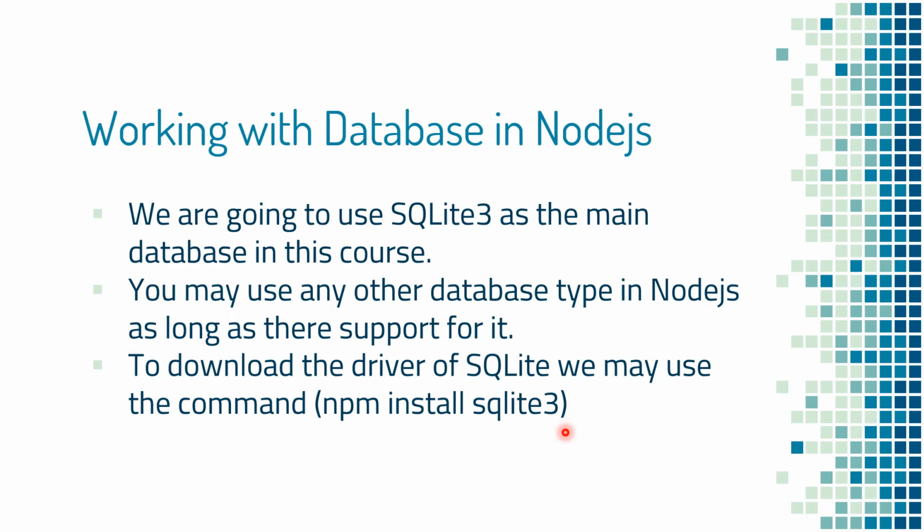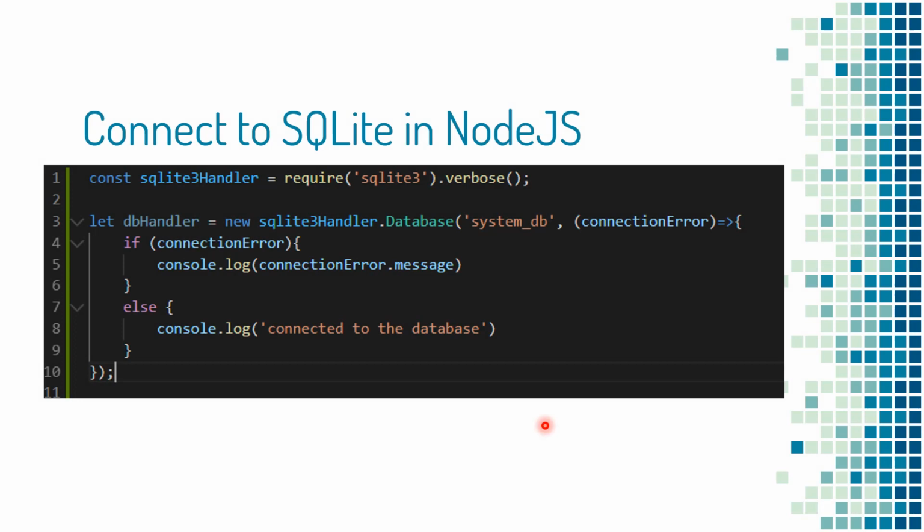any kind of database. So to download the driver of SQLite using Node.js, we may use the command npm install sqlite. This is gonna install the driver that is gonna facilitate your system to communicate with the database. So as we said, the first task that you usually do is to connect to SQLite.